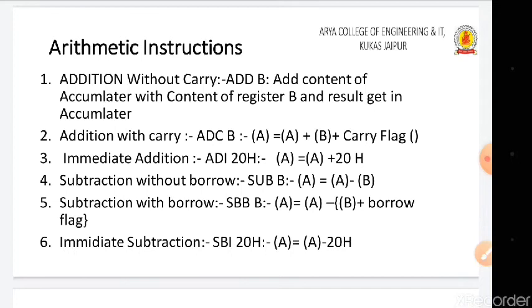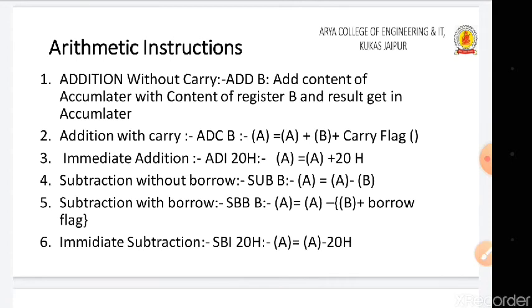Second, addition with carry, ADC B. AD means addition, C stands for carry, B stands for register B. Here I write A is equal to A plus B plus carry flag. It means content of A is added with register B plus carry flag and the result is again stored in accumulator A.